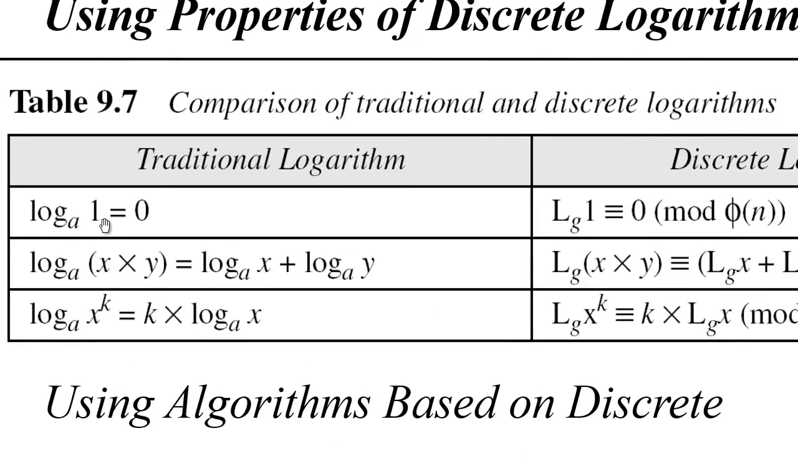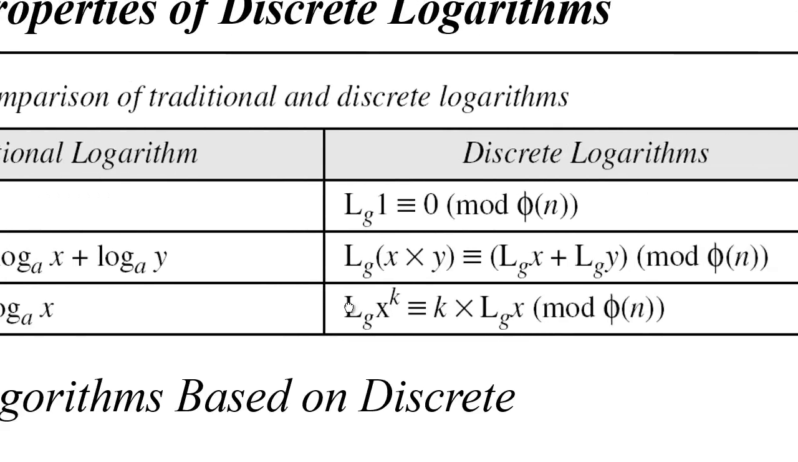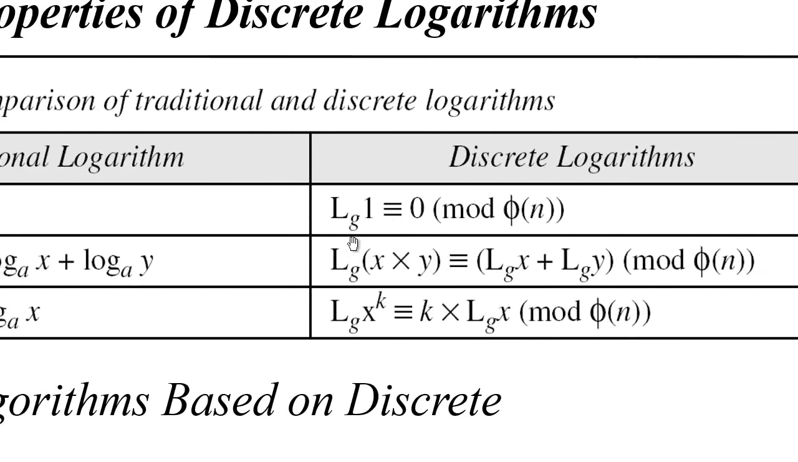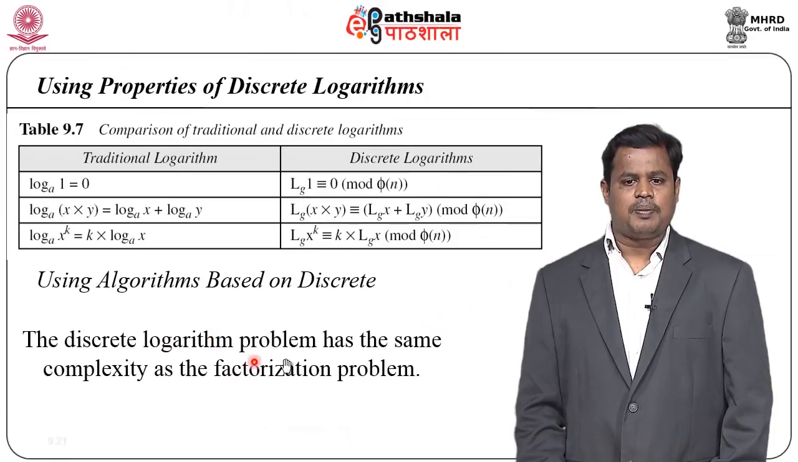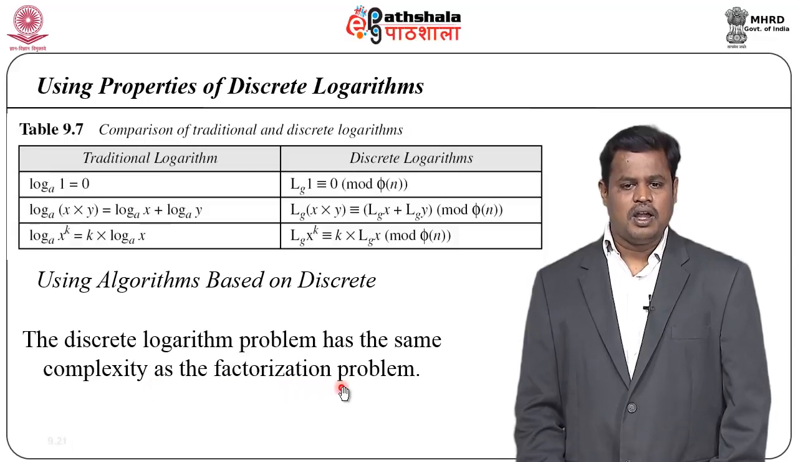So, log a of 1 is equal to 0, and log a of x times y has such a property. With respect to the discrete log with generator g, log g of 1 is equal to 0 mod phi of n, which is the order of the group. Similarly, we can say the same property holds with the modulus. So, in the discrete log we have a modulus in the particular operation. The discrete log problem has the same complexity as the factorization problem that we used in the case of cryptography.